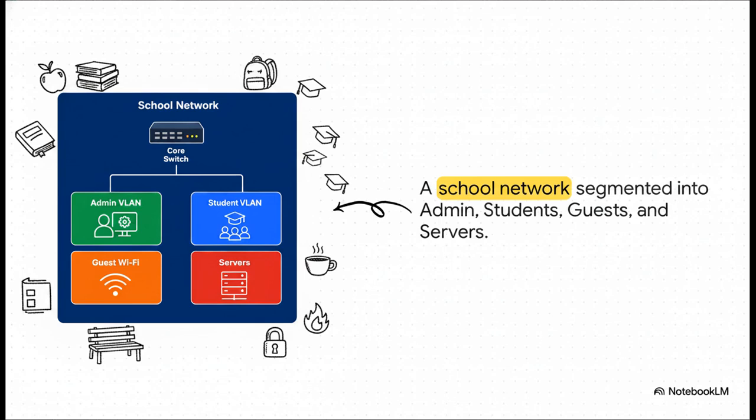Let's look at how this plays out in a school environment. You typically have a core switch in the middle that branches out. You've got an admin VLAN safely housing the staff, a student VLAN for the noisy classrooms, a completely isolated guest Wi-Fi segment for visitors, and then a highly protected red zone for the actual servers. This kind of logical grouping, that is the absolute foundation of a healthy, functioning network.